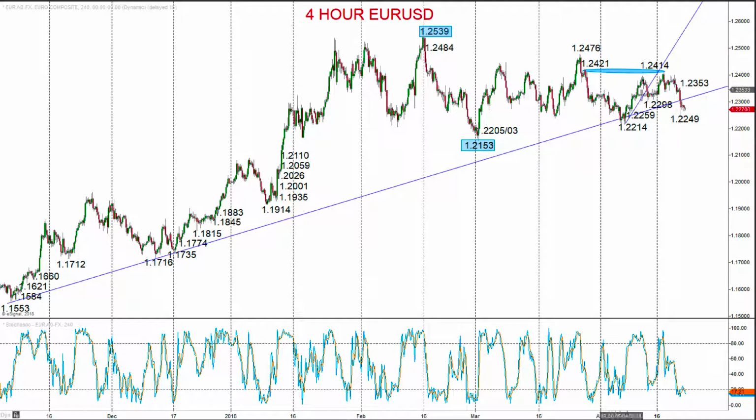And should we break down through there, then we would see more of a topping structure, more of a bearish breakout and an intermediate term shift to the downside.